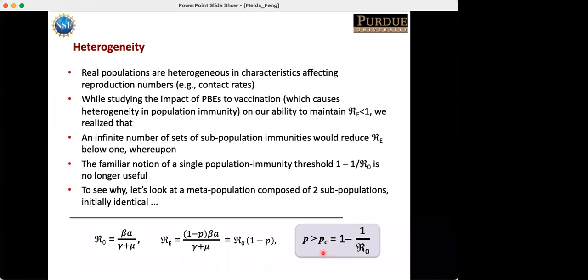But when heterogeneity is present and needs to be considered, then this population immunity threshold is not as simple as this. It's not a single value. Suppose you have two subpopulations, either age groups or different spatial locations, then you will have infinitely many combinations of the vaccination coverage of the subpopulations to achieve that goal. And I'll present specific examples next.